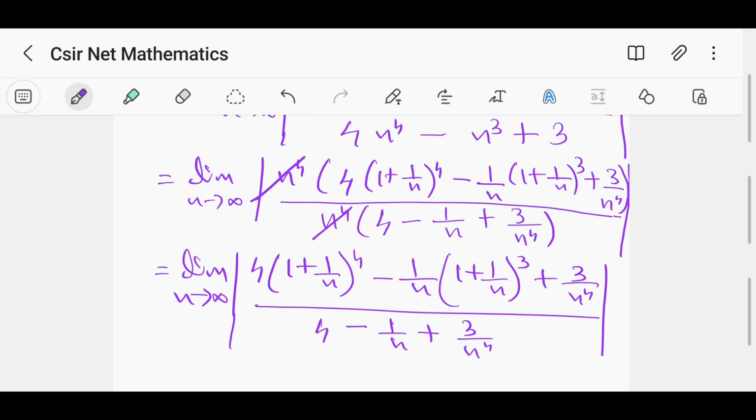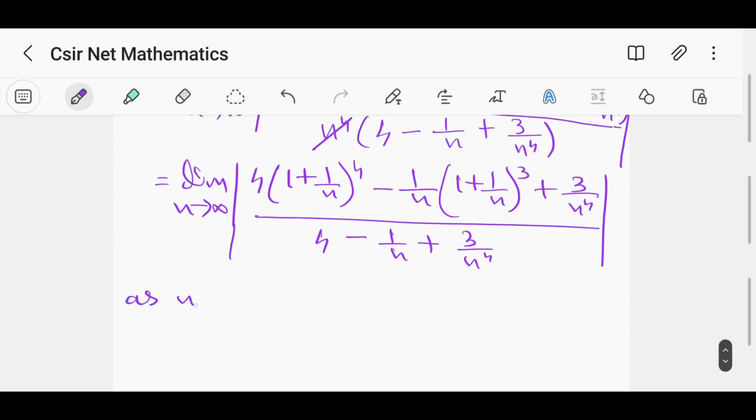Now as n tends to infinity, what is 1 by n? As n tends to infinity, 1 by n will tend to 0, isn't it? So this term tends to 0, this term tends to 0, this term tends to 0, this term tends to 0, here this term tends to 0, this term also tends to 0. So all the terms which have n in the denominator tend to 0.